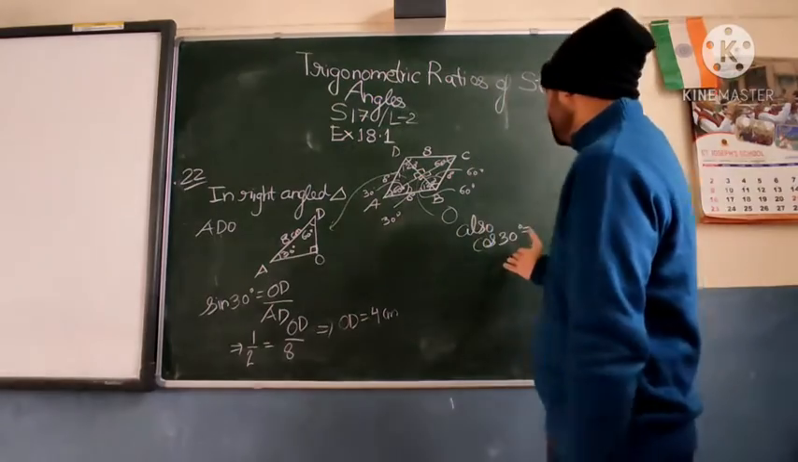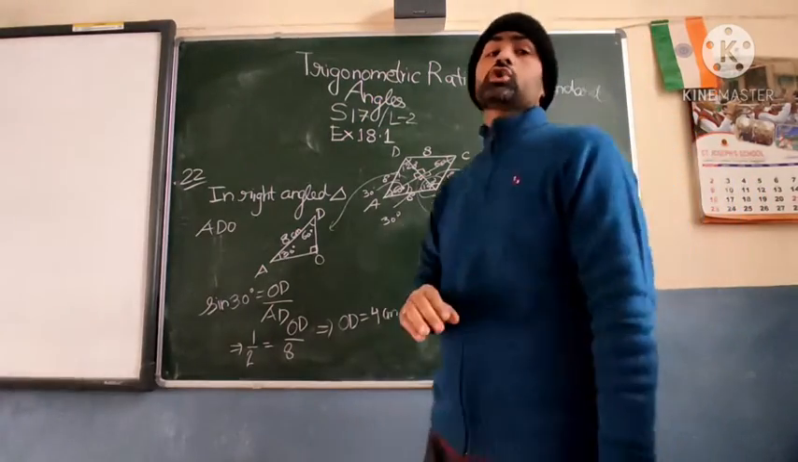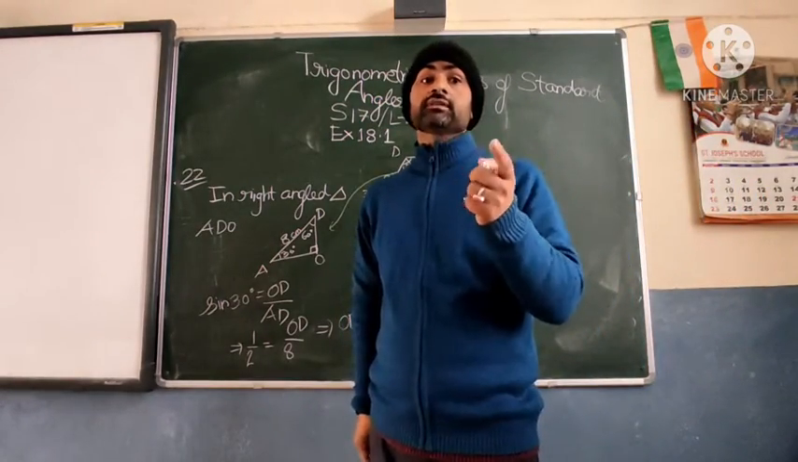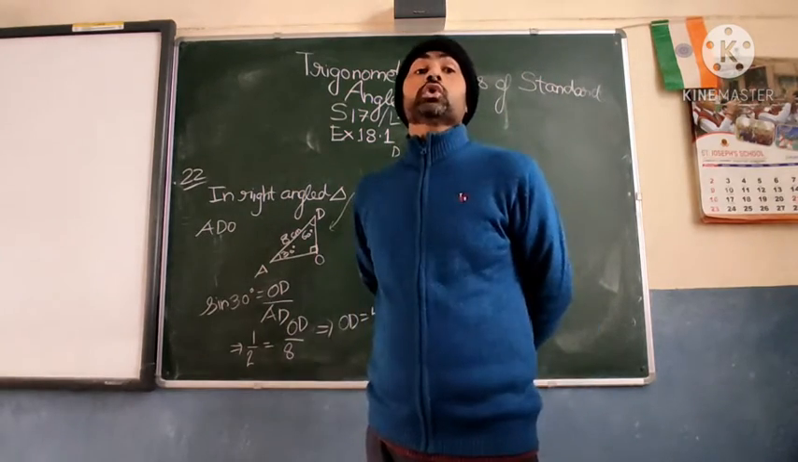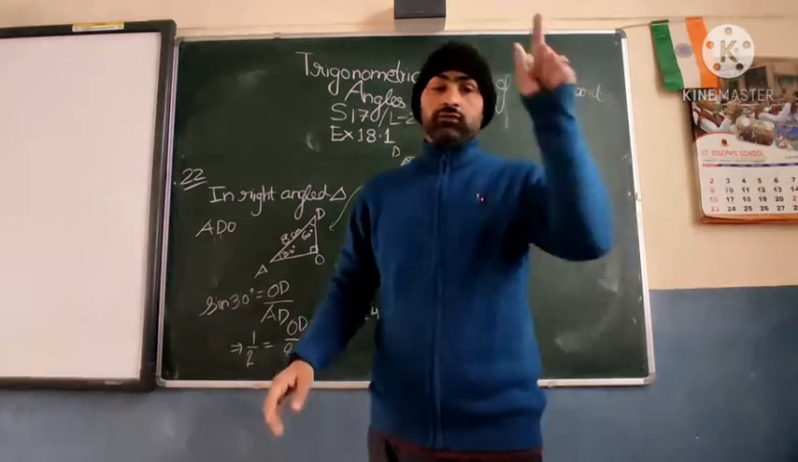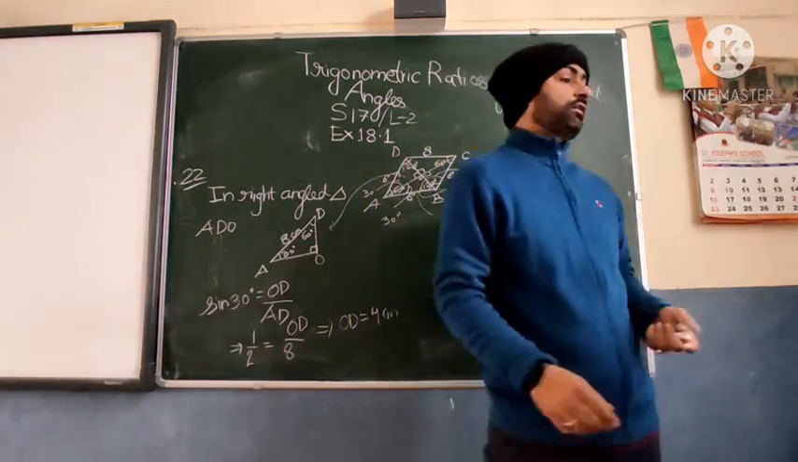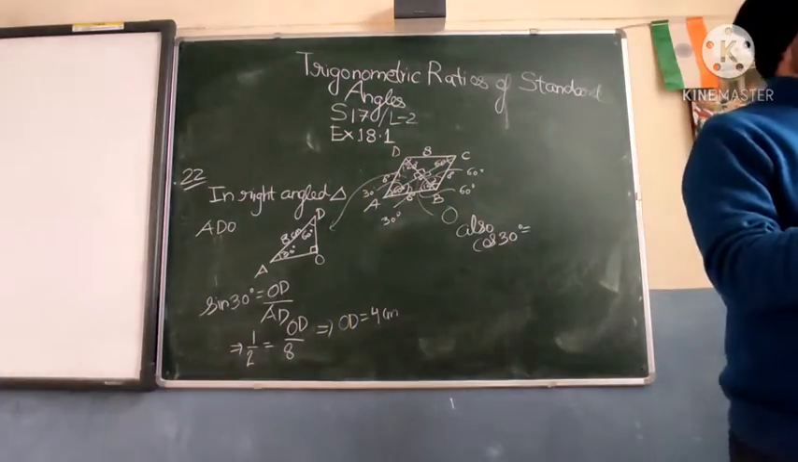Since I am remembering the value of cos 30 degrees, now see, cos 0 is 1. That means 4 by 4. Then cos 30 is what? Root 3 by 4. That means whole of root 3 by 4. So root 3 by 2 will be there, the value of cos 30 degrees.